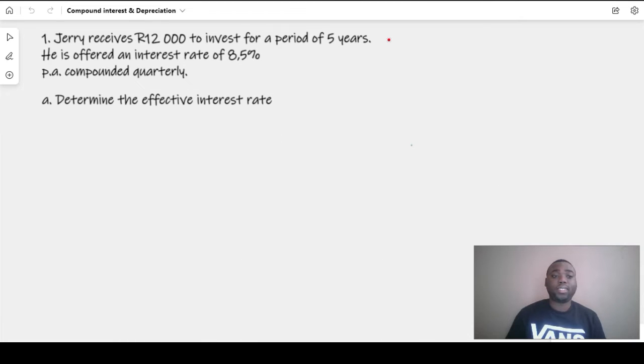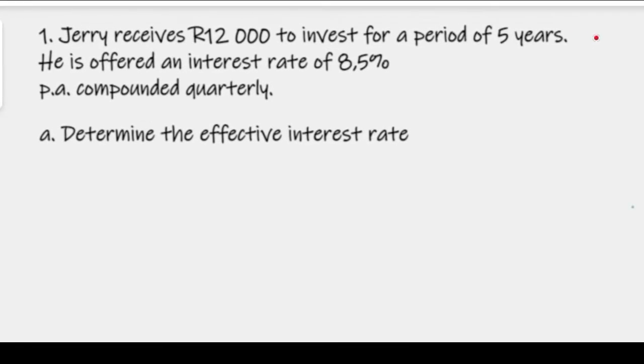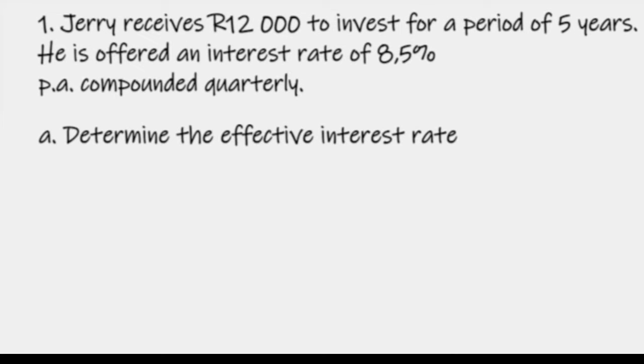So the question here says Jerry receives 12,000 Rand to invest for a period of 5 years. He's offered an interest rate of 8.5% per annum compounded quarterly. Determine the effective interest rate.